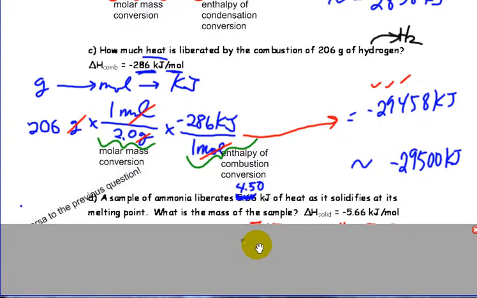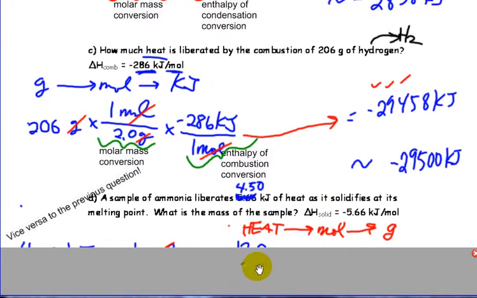Okay. Last one. Now this last question I changed a little bit. I wanted to change it to 4.5 kilojoules just to make the number different than over here, because this question usually causes some issues otherwise. A sample of ammonia liberates 4.5 kilojoules of heat as it becomes a solid. So we're going from liquid to solid, so it's enthalpy of solidification. What is the mass of the sample? So this question is exactly opposite. We're going from heat to moles to grams this time.